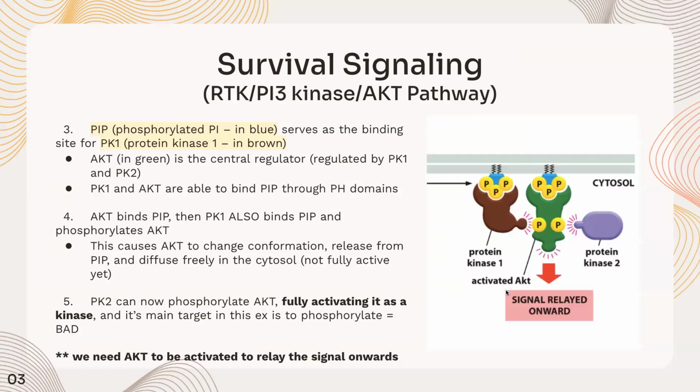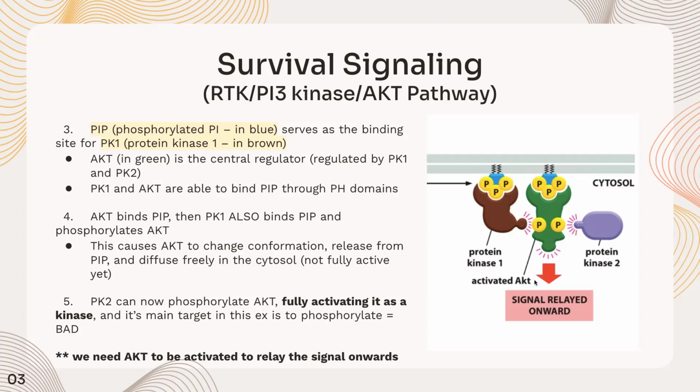Come back. So when we phosphorylate AKT, it changes its conformation. We know that, which allows it to release from this guy and diffuse freely in the cytosol. But it's not fully active yet. So remember, when AKT is phosphorylated, when the green guy is phosphorylated, all it lets it do is release from this blue block guy. Okay?